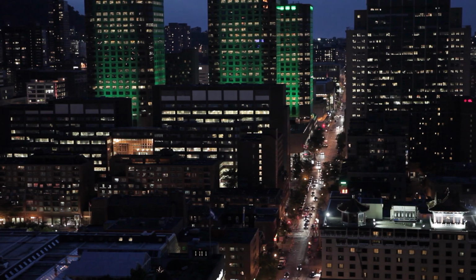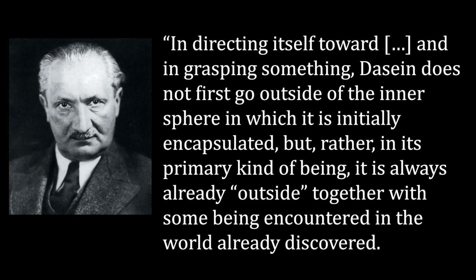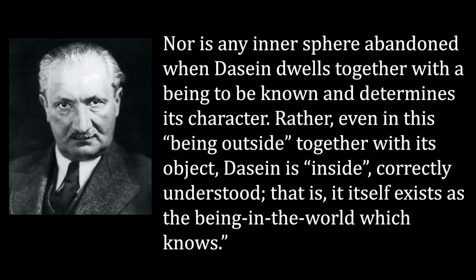Now, Heidegger takes this relationship further with his concept of Dasein, or being-there. Dasein is his technical term for the human condition of being inherently embedded in the world. He writes, "In directing itself towards and in grasping something, Dasein does not first go outside of the inner sphere in which it is initially encapsulated, but rather, in its primary kind of being, it is always already outside, together with some being encountered in the world already discovered. Nor is any inner sphere abandoned when Dasein dwells together with a being to be known and determines its character. Rather, even in this being outside, together with its object, Dasein is inside. Correctly understood, it itself exists as the being-in-the-world which knows."